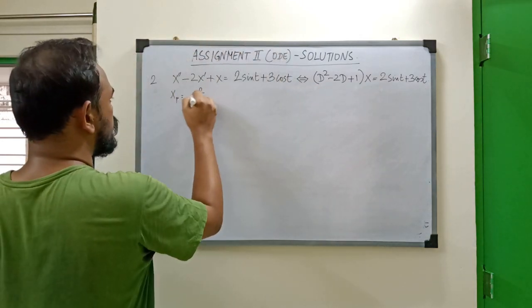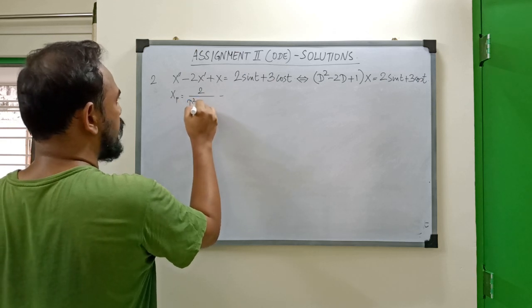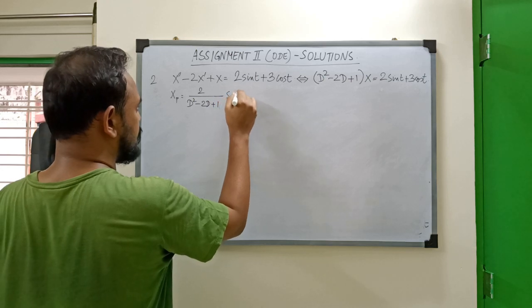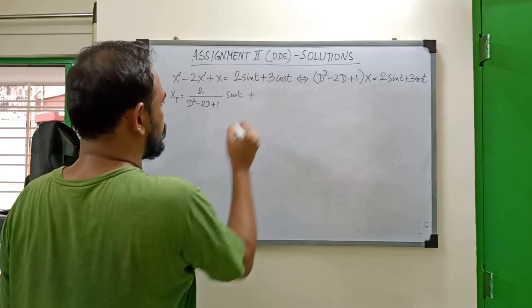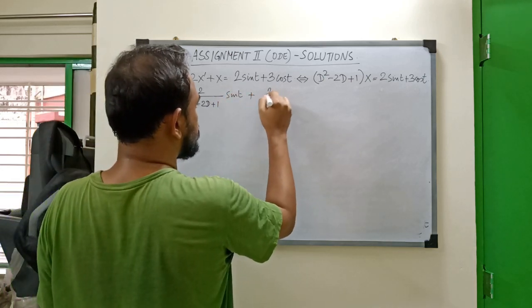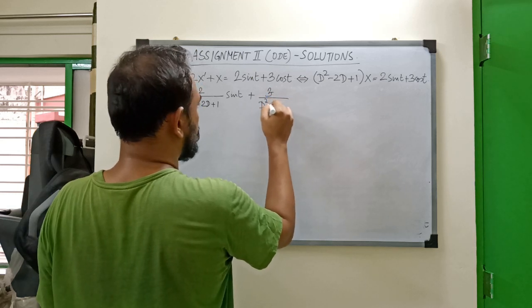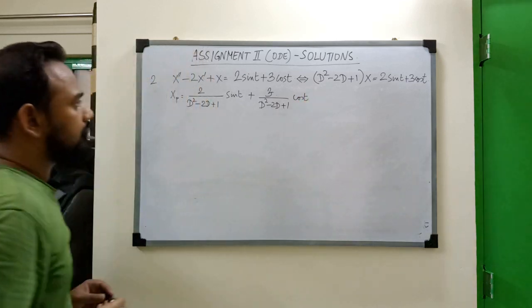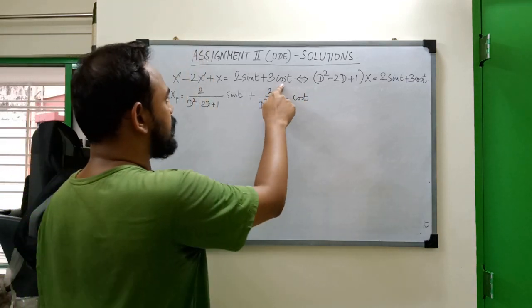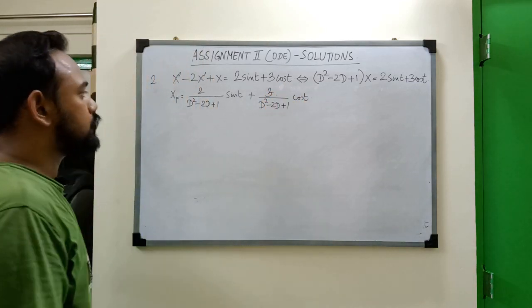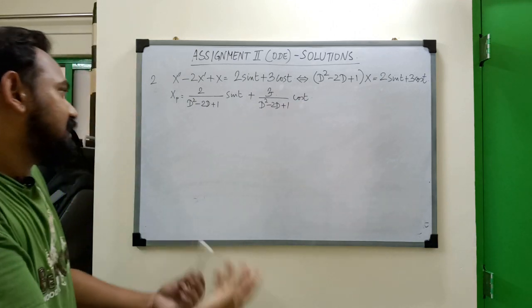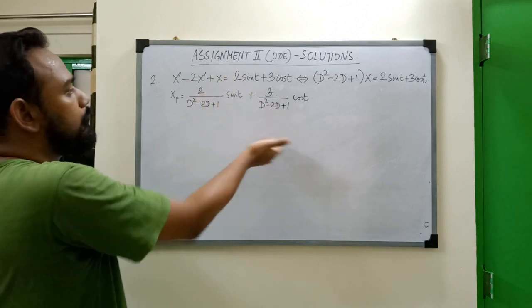So I'm going to get a 2 over this (D square minus 2D plus 1) acting on the sine t, and I would also get the second one, which is the 3 times (D square minus 2D plus 1) inverse acting on cosine t. Now, the important thing to realize here is the reason I've put this cosine term here as well is because the cosine acts exactly the same way as sine, and that's really something that you have to figure out while doing this problem.